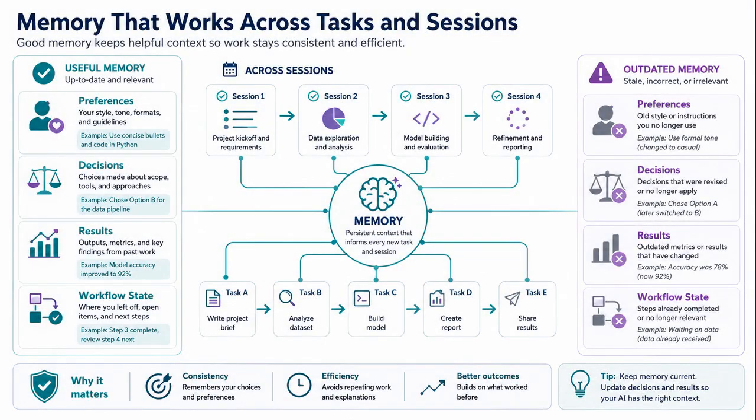Now let's look at memory context. Memory context helps AI remember useful information across steps or sessions. It may include user preferences. It may include previous task results. It may include project decisions. It may include long-running workflow state. Memory can make AI more personalized and efficient. But memory must be managed carefully.